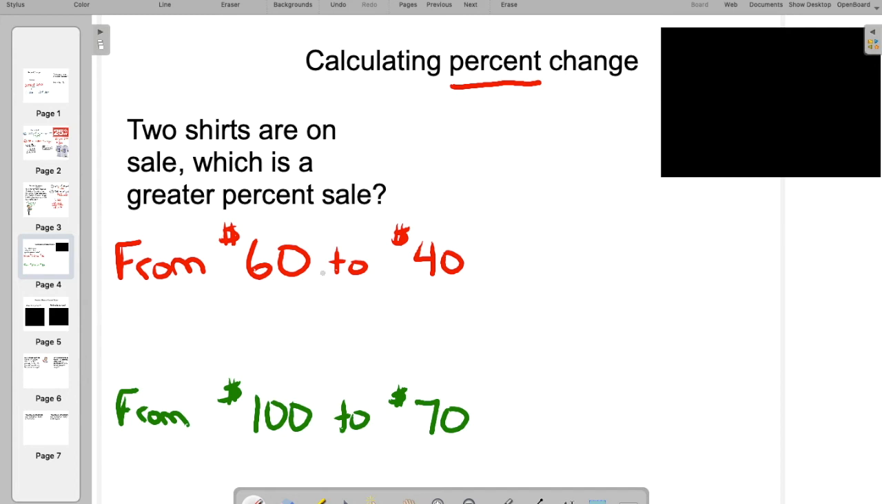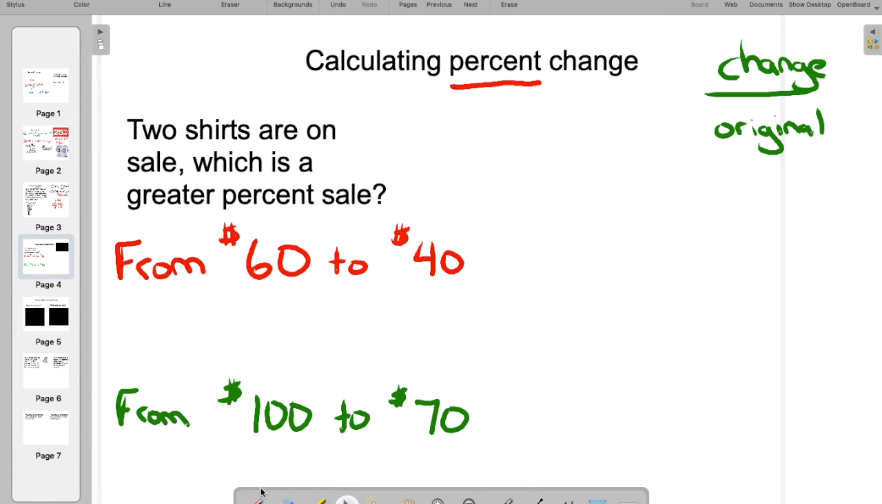So we are given 2 shirts are on sale. One shirt started at $60 and is down to $40. The other shirt started at $100 and is down to $70. Which of them is on a greater percent sale? So for these problems, there's something new that we need, and we call it change over original, or change divided by the original number. If you go to your teacher right now and you tell them that calculating percent change means you need the change over the original, and you say it just like that, you're going to get some classroom currency. So let's answer this question by figuring out the percent change for each problem.